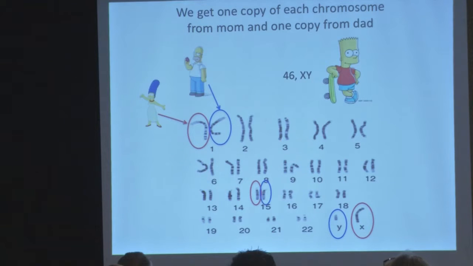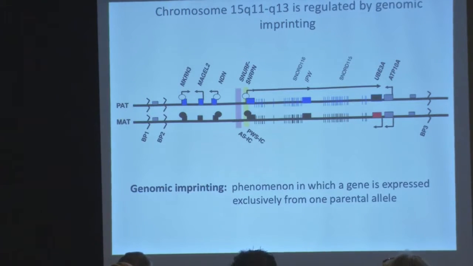15. And it matters. So for most of the chromosomes, most of the autosomes, it doesn't matter which copy you've inherited from mom and which one you inherit from dad because they're both ostensibly the same. But for chromosome 15, that's not quite true because chromosome 15, Q11 to Q13, so not the whole chromosome, but a region of the chromosome, is regulated by a process called genomic imprinting. And this is a phenomenon in which a gene is expressed exclusively from 1 parental allele.